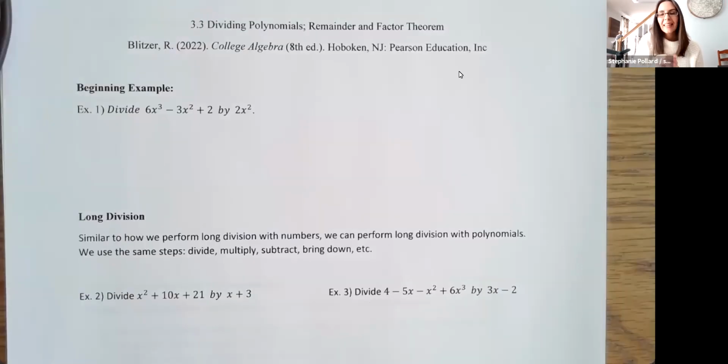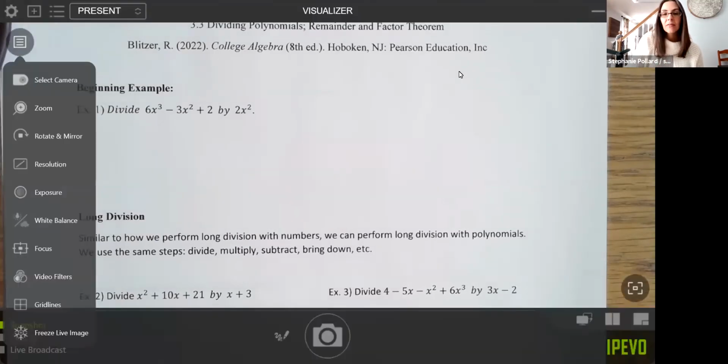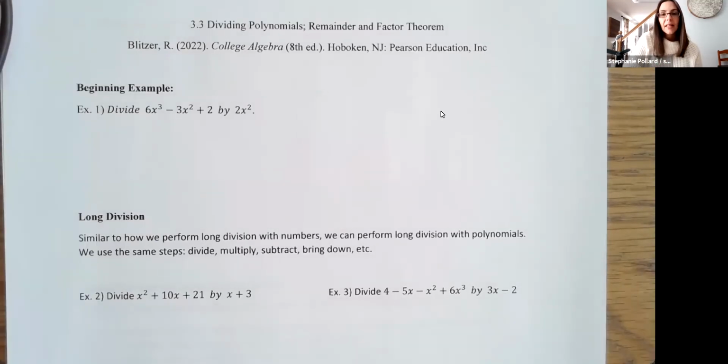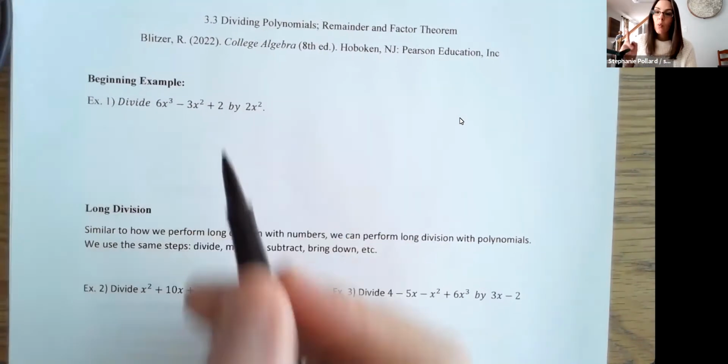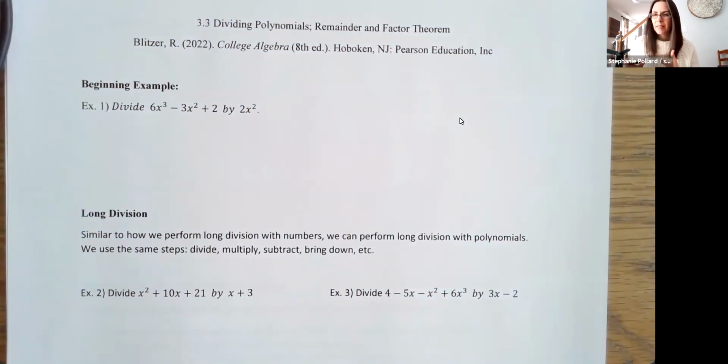Welcome everybody. In this video, we're going to look at dividing polynomials, and that's going to include things like long division of polynomials. So let's start with the beginning example. In this case, you are dividing, but you only have a monomial that you're dividing by, meaning that it only has one term. There's no plus or minuses.